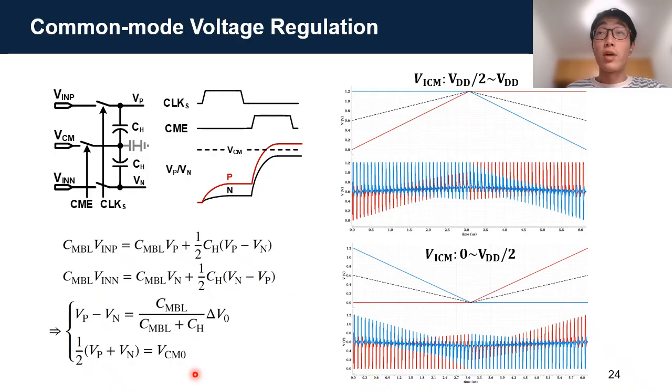The principle of common mode voltage regulation works as follows. First, the sampling switches are turned on to sample the input signals. Due to the circuit symmetry, the voltage at the middle point corresponds to the input common mode voltage. Next, the common mode enable switches are turned on to force this middle point voltage to a fixed level. This introduces no static power consumption.